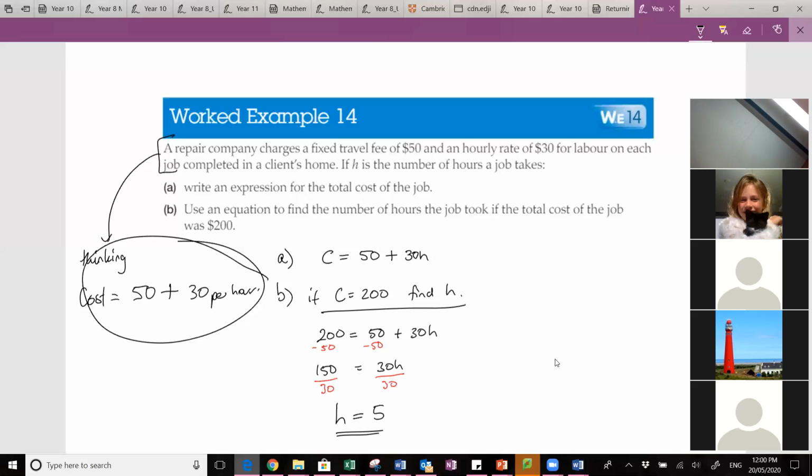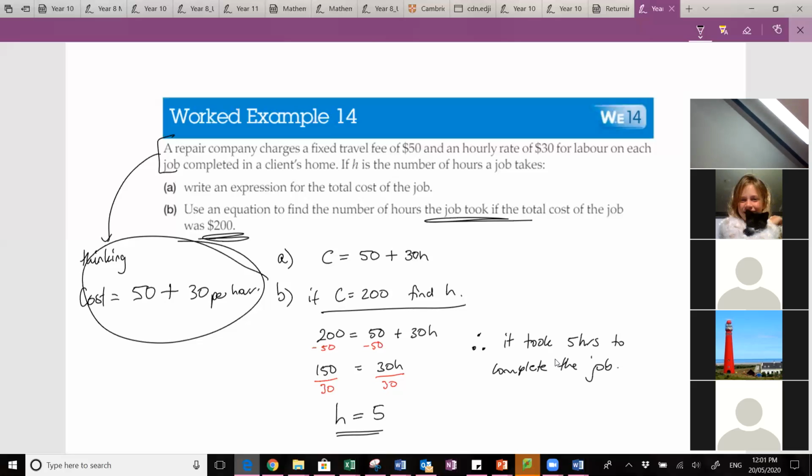Answer it in a wordy way. Beautiful. So what are we going to say? Therefore, what could we say? Use the question to write the answer. So it said, find the number of hours the job took if the total cost was 200. So we could say, therefore, it took 5 hours to complete the job, or something like that. Okay. Is that good? That a good one? Not too weird?